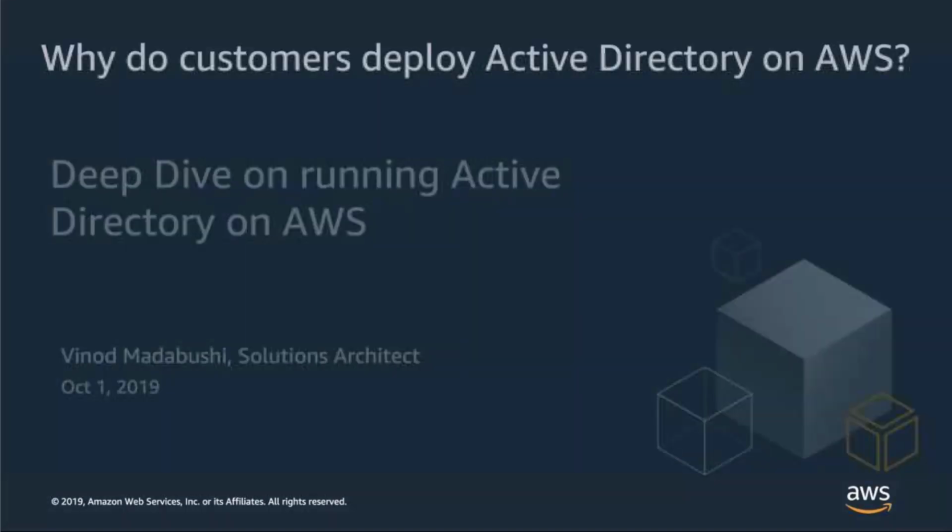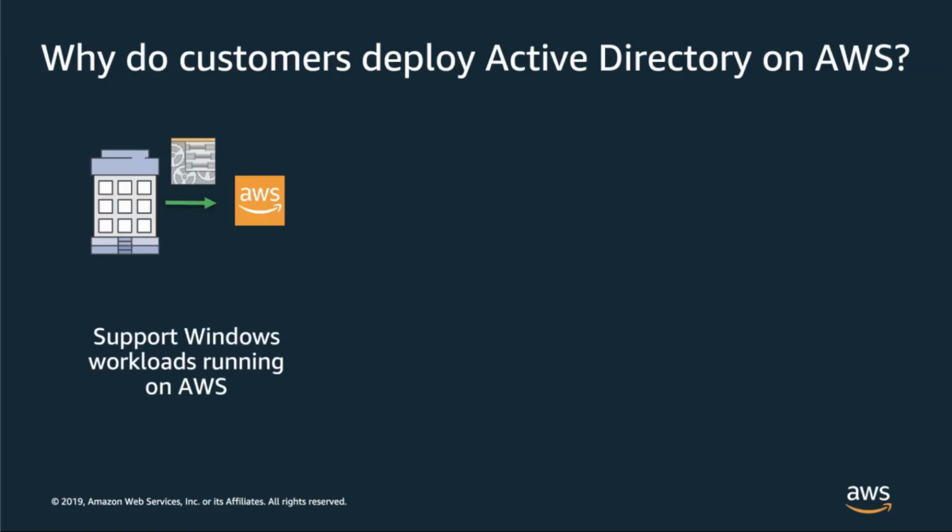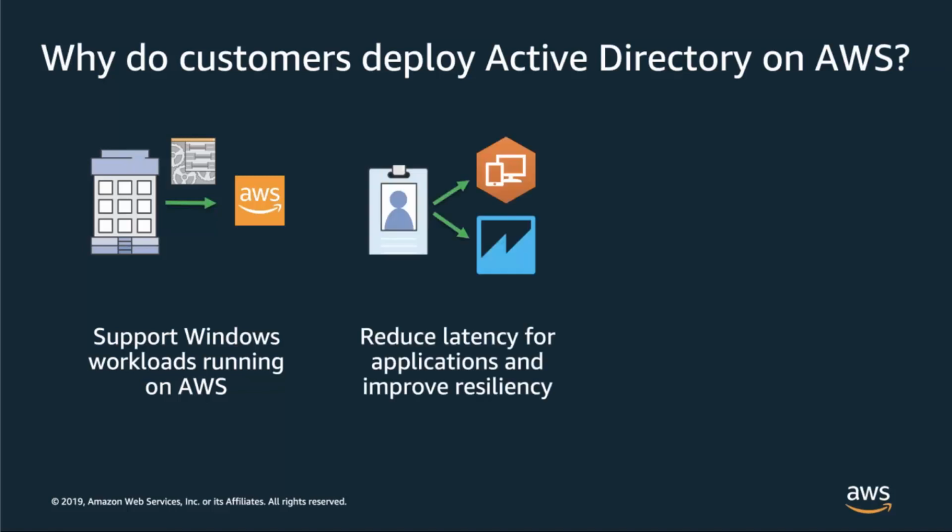Before we talk about deploying Active Directory on AWS, we're going to spend 2 minutes talking about why customers deploy Active Directory on AWS. A lot of you have Windows workload running on premises or in the cloud, and you're building new Windows workload. One of the big things about Windows workload is Active Directory. A lot of these workloads require Active Directory, and that's one of the biggest reasons customers are deploying Active Directory on AWS.